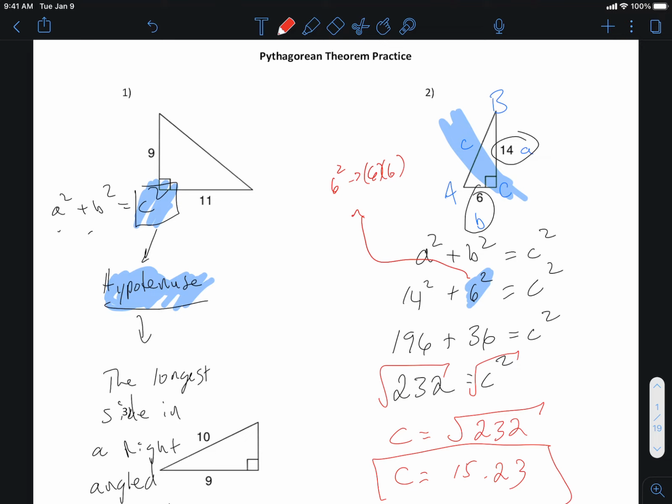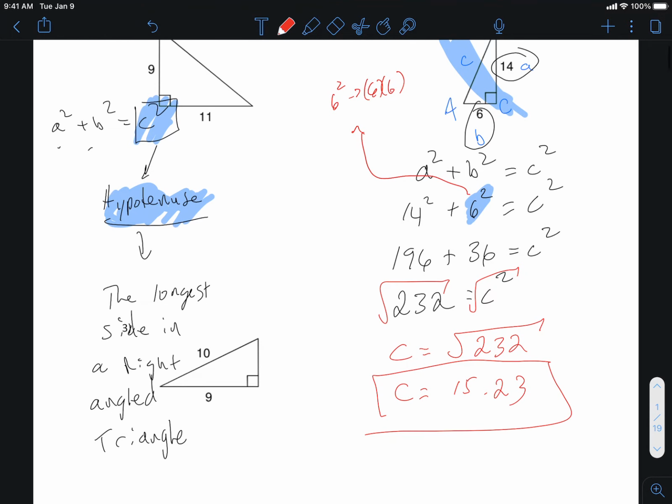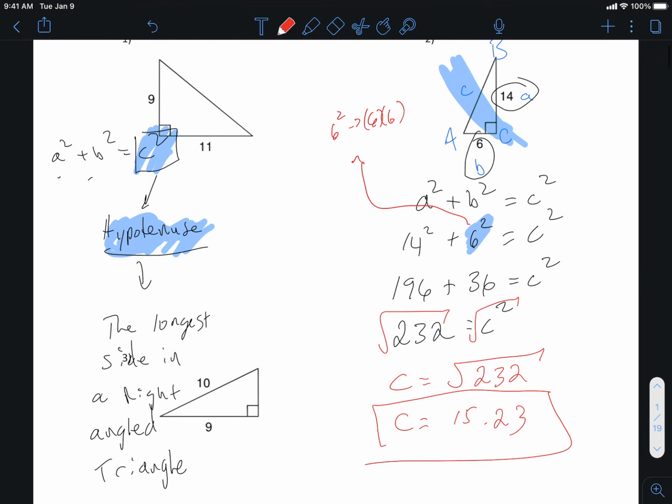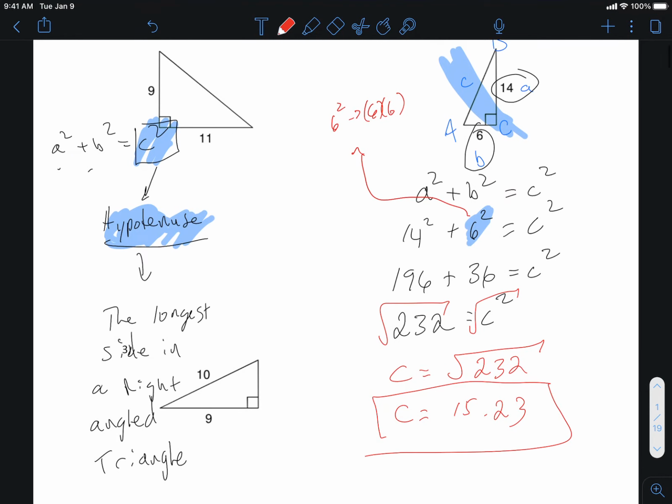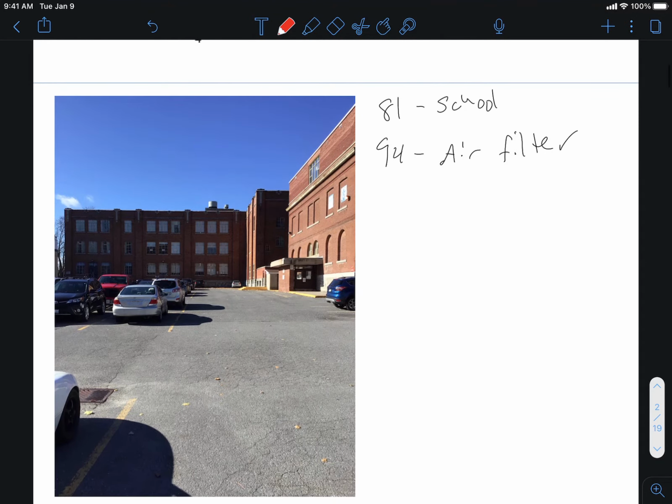All right. You're going to find it's pretty much the same thing all the time. You're just going to plug in whatever side lengths you have, and you're going to try and solve for the unknown side length. That's what this is for. So when we come down here, this is what I did.